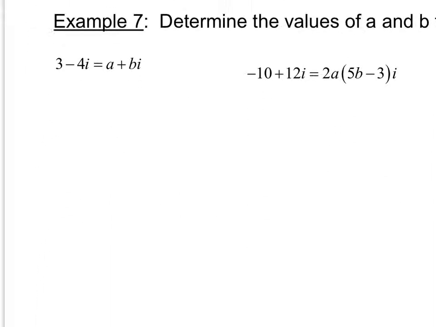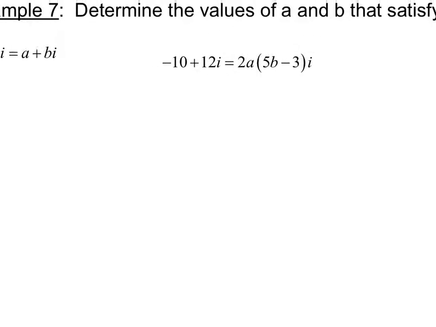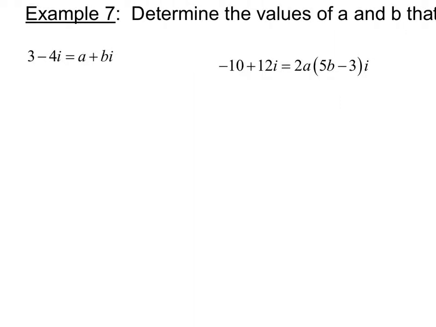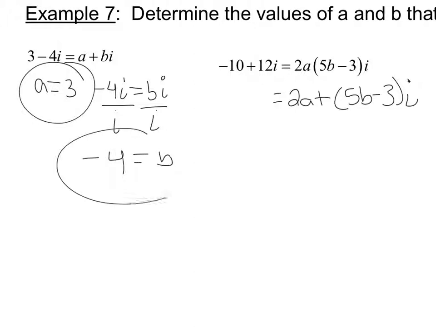Here, they want to know, determine the values a and b that satisfy the equation. So here's the only mistake that's made in these notes here. This should say 2a plus. Okay. So there's the one mistake. So let's back up here though. It says 3 minus 4i equals a plus bi. So we know a equals 3. We know negative 4i equals the bi. Divide by the i, you get b equals negative 4. So there are the ones that you need to equal.